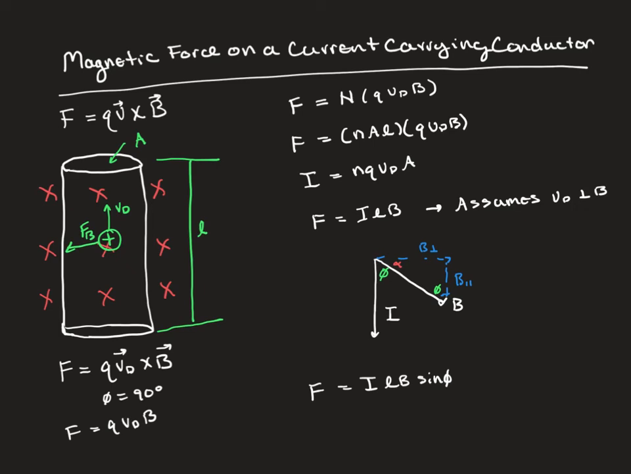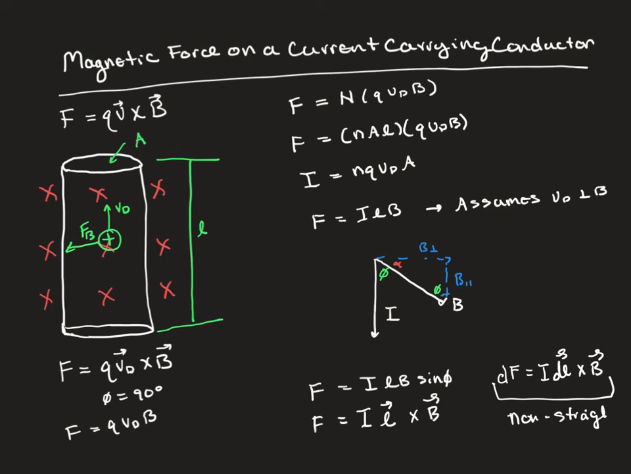So we can write this formula as the force is equal to the current times L, and L is a vector here that points in the same direction as the drift velocity, crossed with the magnetic field strength. And that one would give you the direction once you do the cross product. And what I've been talking about so far has been for a straight wire. If it's not a straight wire, then we do have to do some integration. So this would apply only if the wire is not straight, so non-straight wire.